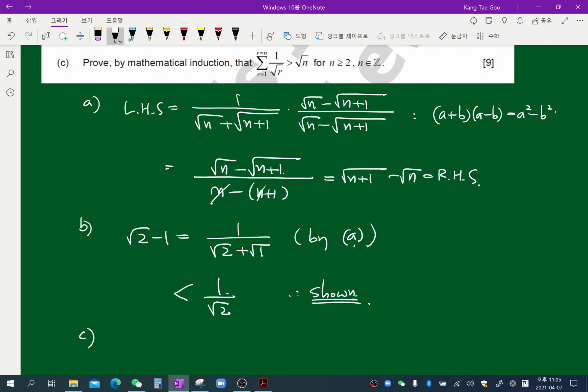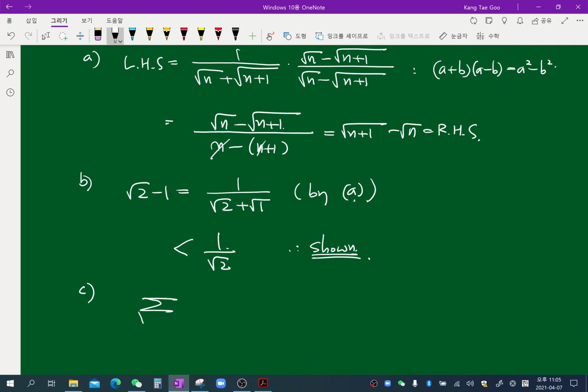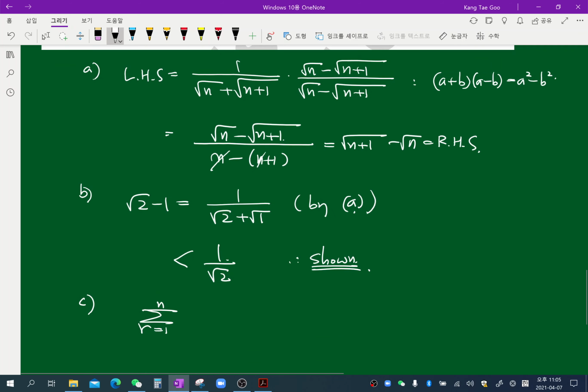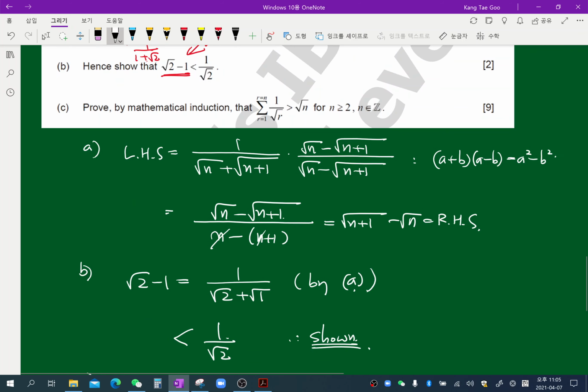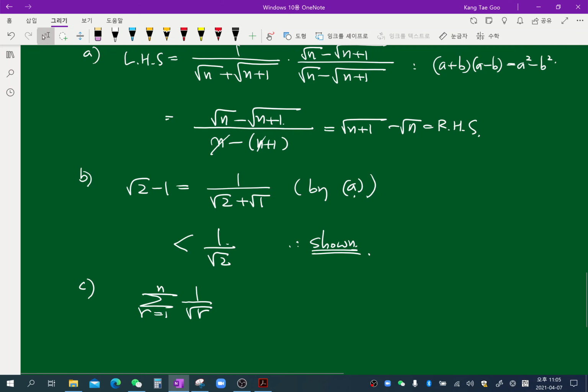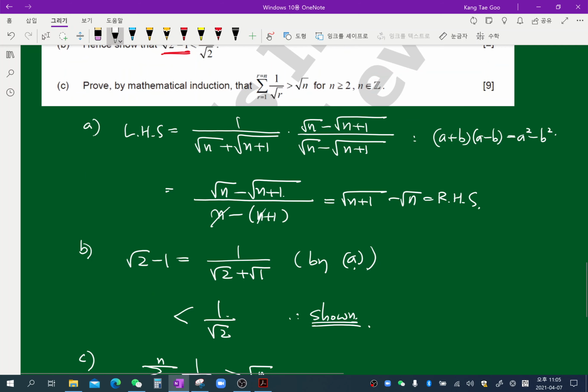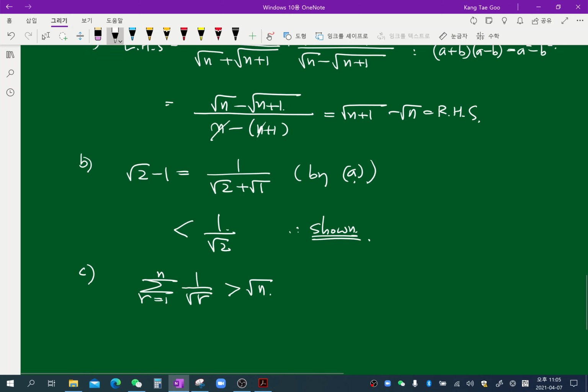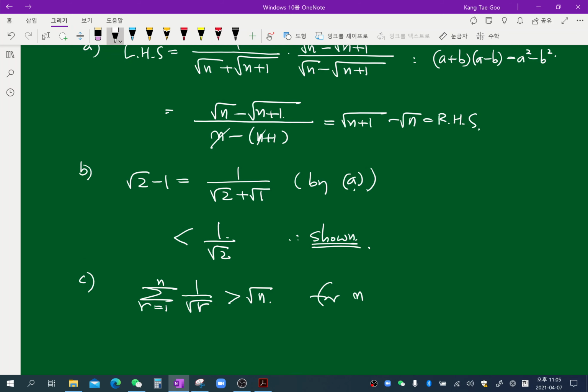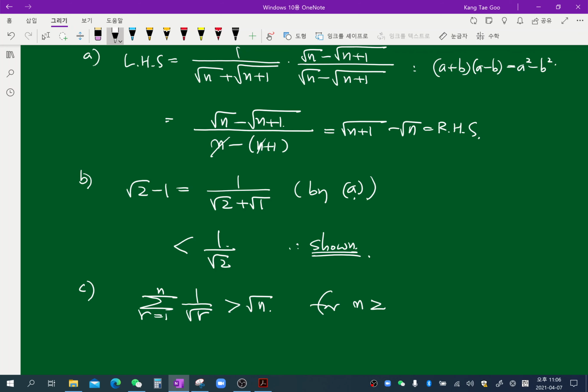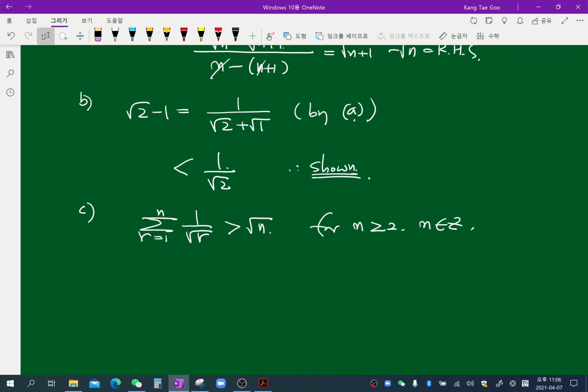Sigma r from 1 to n, 1 over square root r, is bigger than square root of n, for n bigger than or equal to 2. Let's say this is just Pn, so that we don't need to write it one more time. Then what is P1?